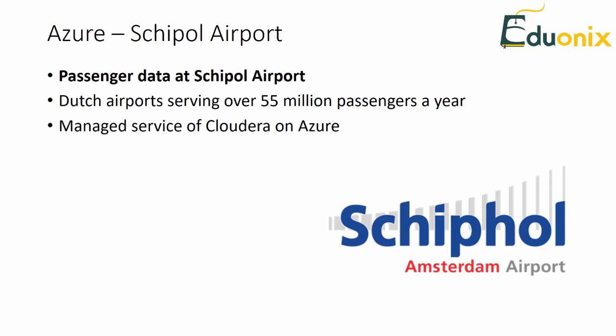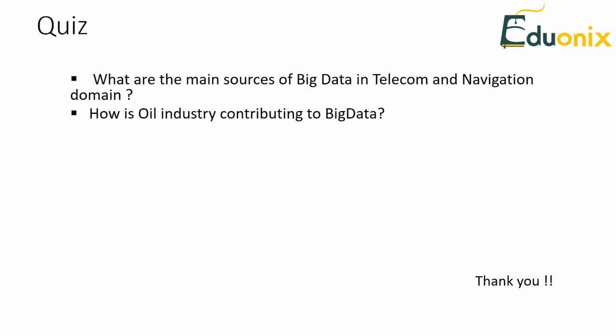In this presentation, we understood various big data implementations in oil, airports, and telecom industries. Let us see if we understood well from the quiz in the next slide. What are the main sources of big data in telecom and navigation domain? How is the oil industry contributing to big data?